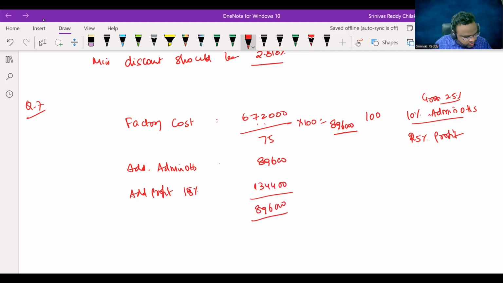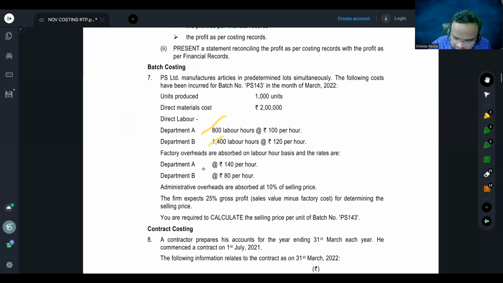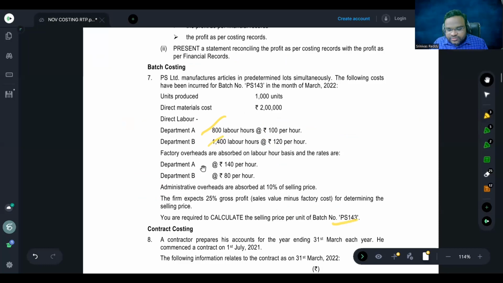And how many units have we sold? We have produced and sold 1000 units. So the selling price is 896 rupees per unit. Correct? So this is there in the same question. The answer is also the same, so you can also verify with the answer.